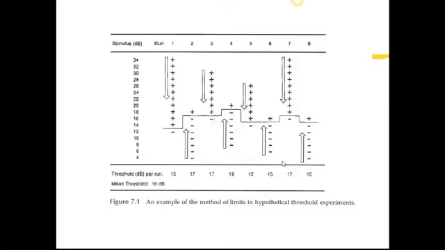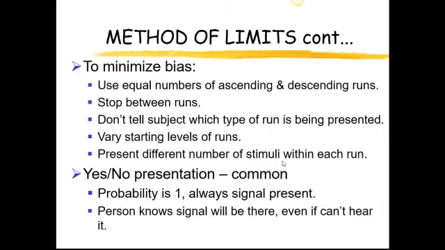If you just look at the descending runs, the first one started at 34 dB, and then run number 3 is the next descending run, and it started at 30 dB. And then the next descending run is run number 5, and they started at 28 dB. And then the next descending run was number 7, and they started at 34 dB. So that's another way to reduce bias.